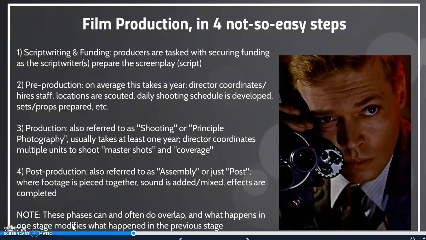The third step is production. This is referred to as shooting, principal photography. Usually this takes at least a year, sometimes more, sometimes less. This is where the director coordinates with multiple units to shoot master shots and coverage. Coverage is additional footage that is used as sort of backup, and the master shots are the primary shots that will be used in the final cut of the film.